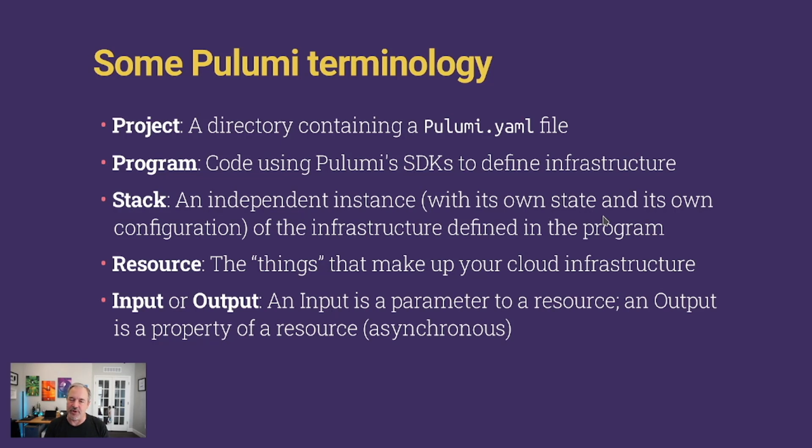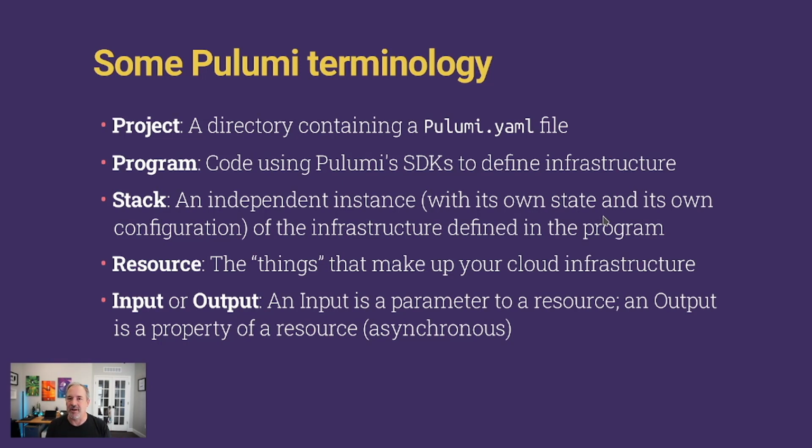And then we have the idea of inputs and outputs. Inputs are parameters that you pass to the creation of a resource. These might be you passing a string that says, this is the instance type I want to use. Outputs are properties of resources that are retrieved or provided by the cloud provider APIs after the resource is created. Because Pulumi makes the API calls to the cloud provider to create a resource, it then has to wait for that response back. So outputs are asynchronous. They're not necessarily immediately known the instant a resource is created.